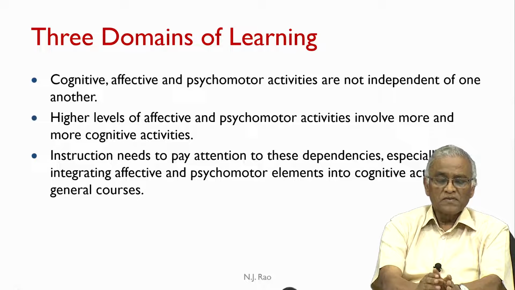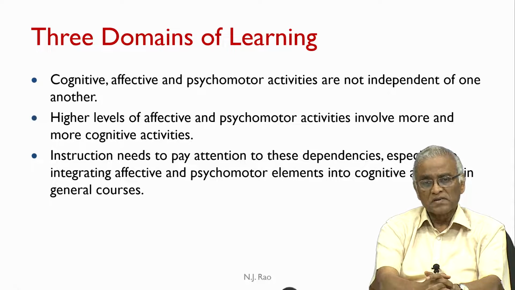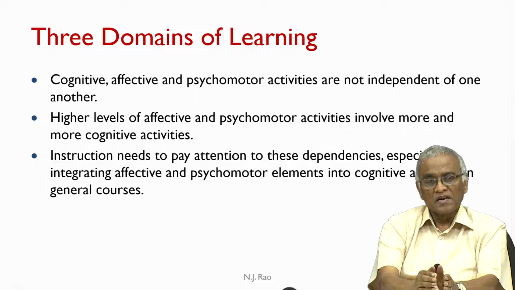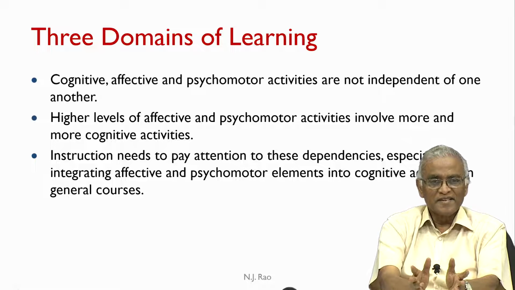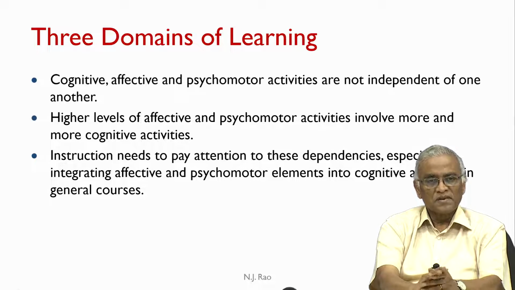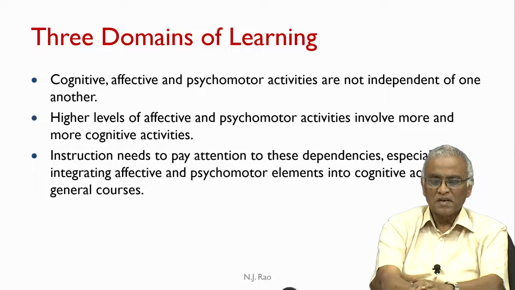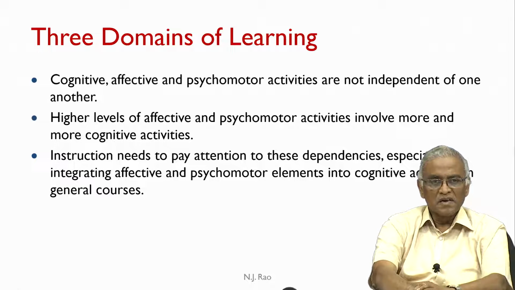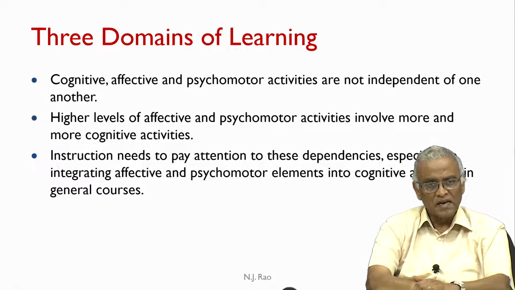And higher levels of affective and psychomotor activities involve more and more cognitive activities, which we will acknowledge. That is, a good dancer cannot be, let us say, dumb. They also are intelligent. So higher levels of affective and psychomotor activities are involved in higher level cognitive activities.